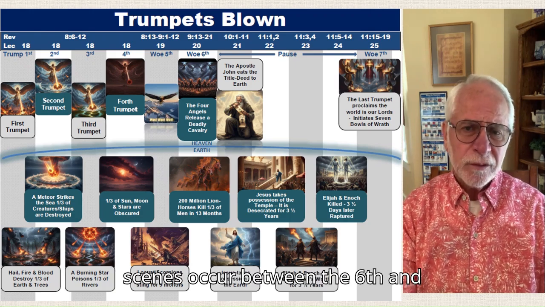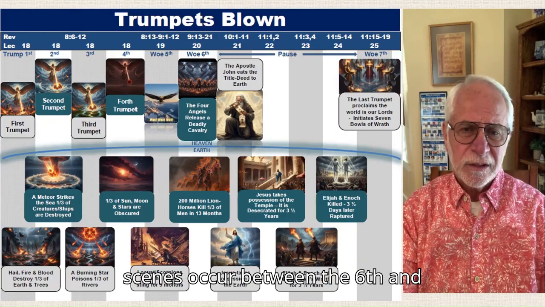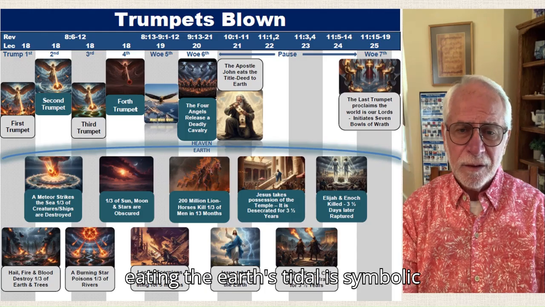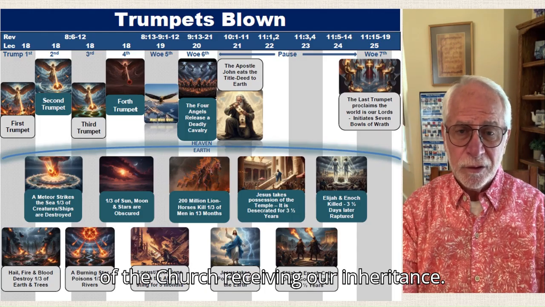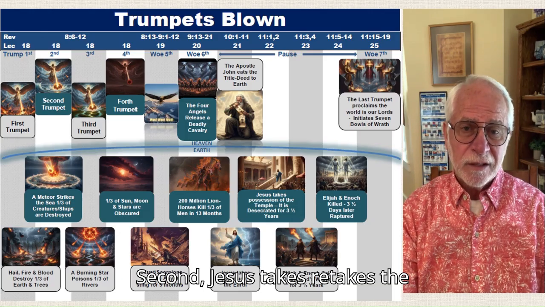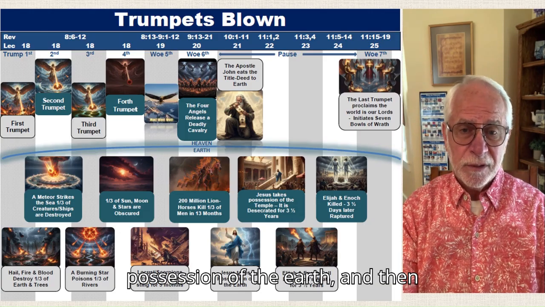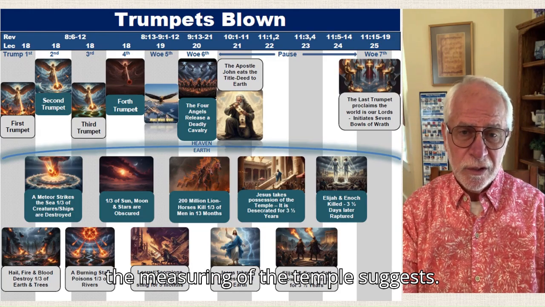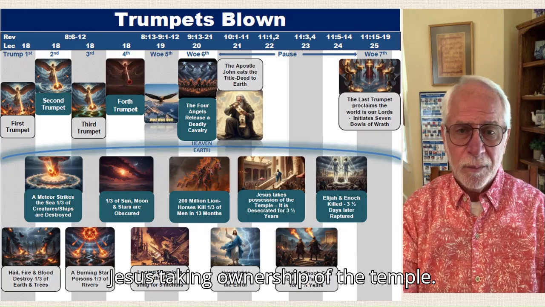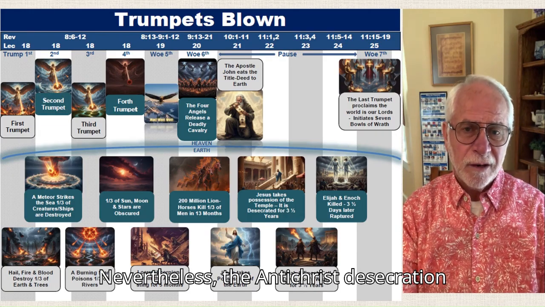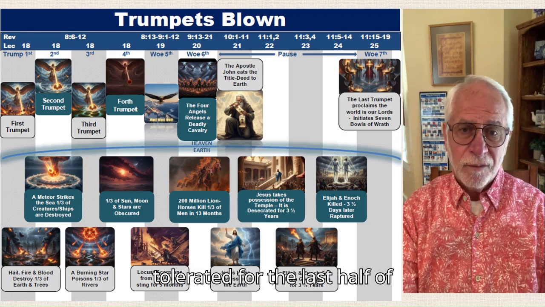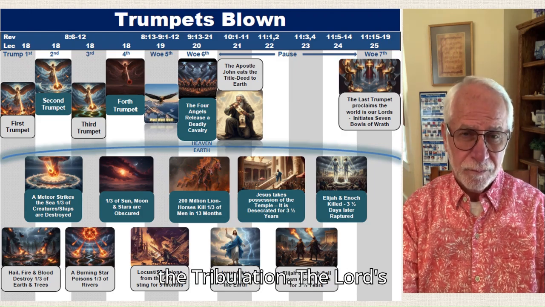Several critical scenes occur between the sixth and seventh trumpets. First, the Apostle John eating the earth's title is symbolic of the church receiving our inheritance. Second, Jesus retakes the possession of the earth, and then the measuring of the temple suggests Jesus taking ownership of the temple. Nevertheless, the Antichrist's desecration of the Holy of Holies is tolerated for the last half of the tribulation.